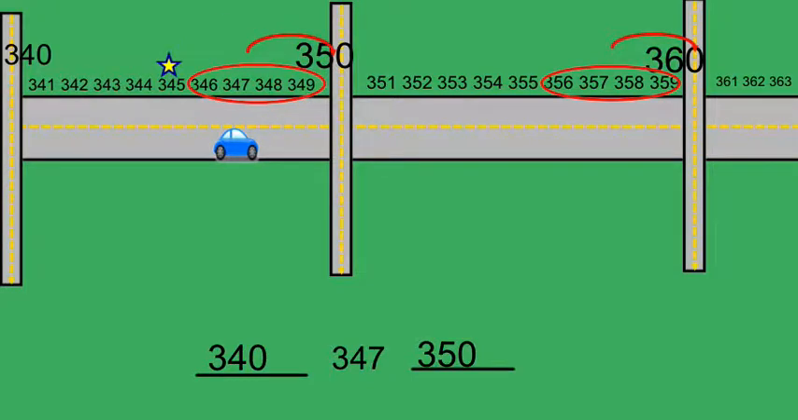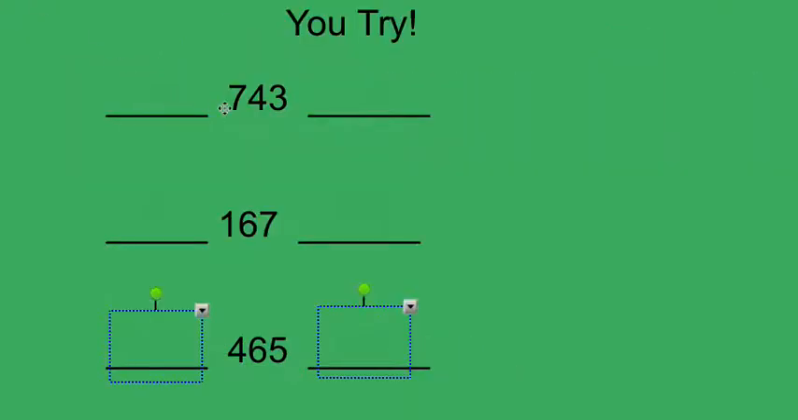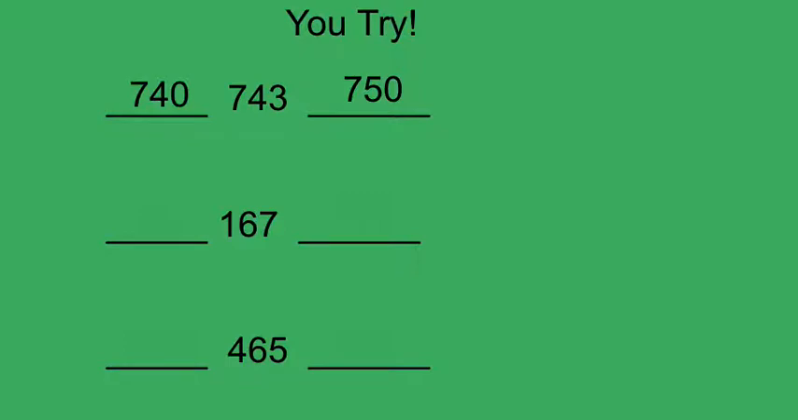Let's try a few more. 743. It's between what two tens? Here's our 10. So it's between 740 and 750. Which is going to be the right answer? 743 is going to be closer to 740. So that is the right answer.